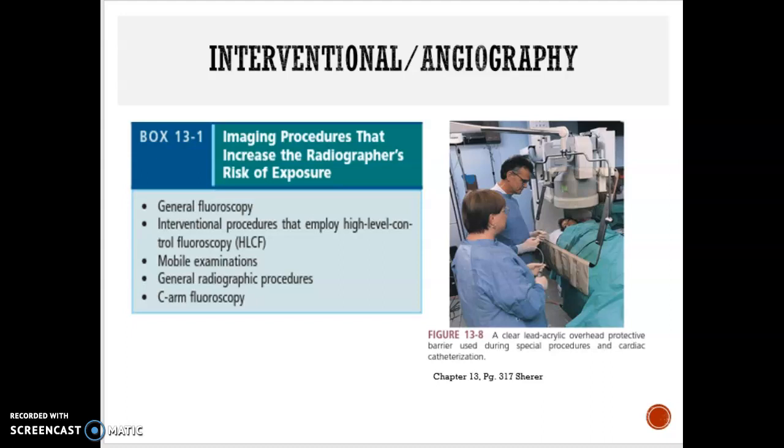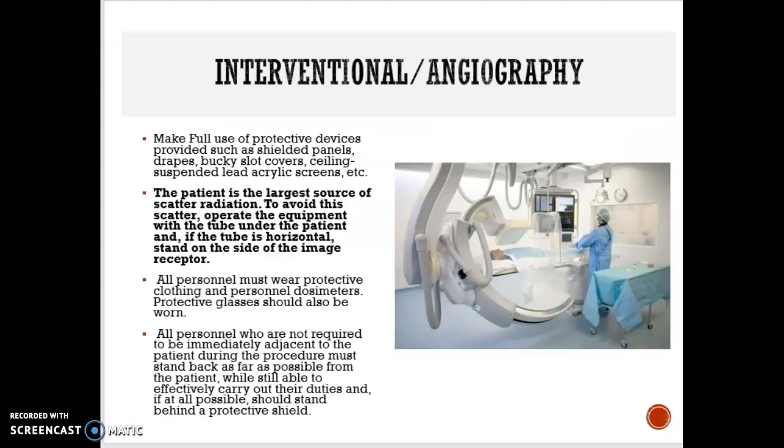All personnel who are not required to be immediately adjacent to the patient during the procedure should be standing back as far as possible, while still being able to effectively carry out their duties, and if at all possible, should be standing behind the protective shield. The technologist, radiographer, or radiologist should avail of whatever is in the room at the time to protect themselves. They could possibly be Bucky slot covers or ceiling suspended lead acrylic screens that can be used as well.